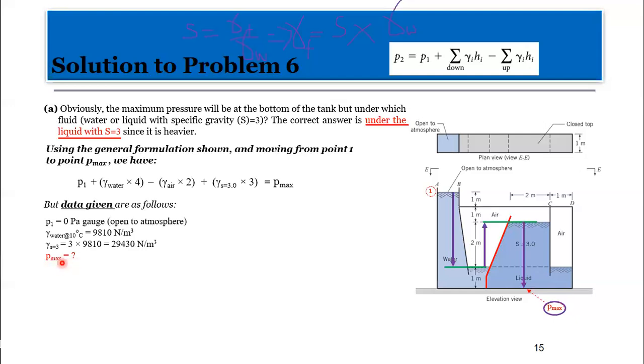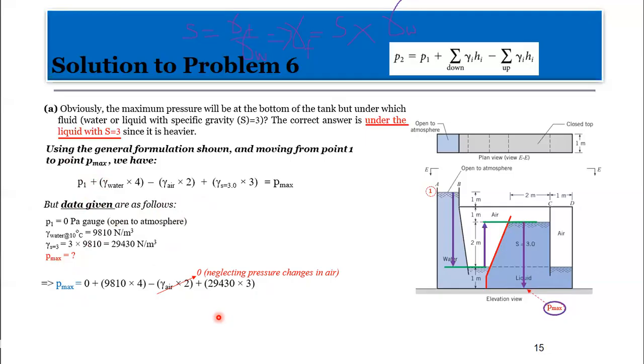So what then is the P max? We know all these things now. So we simply rearrange and put in the values. P1 is 0. We are to neglect changes in the air, so neglecting pressure changes in air. If it's silent, you can still use them, but then it will not have any impact.